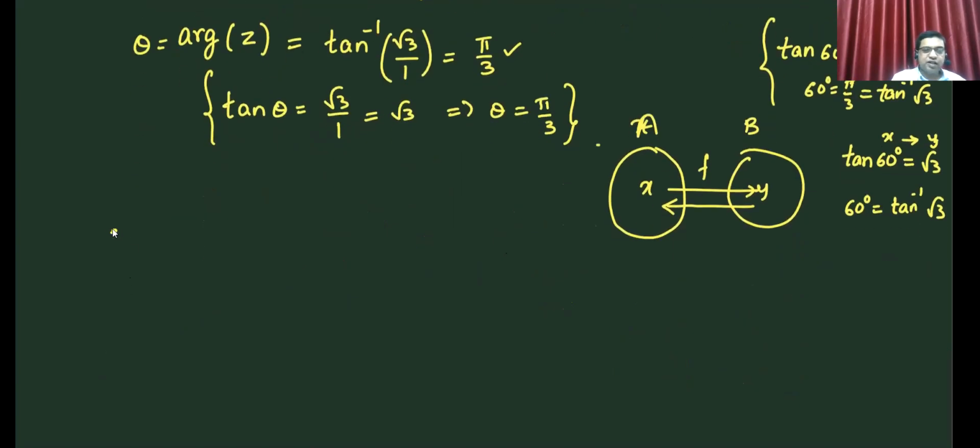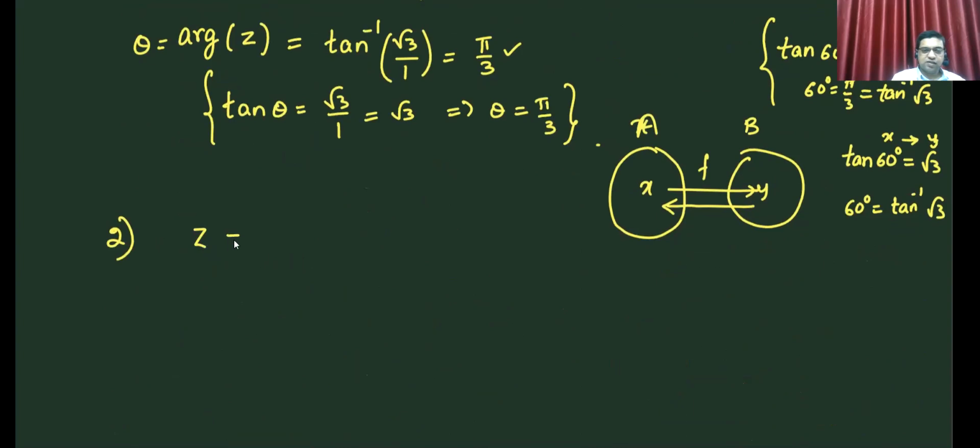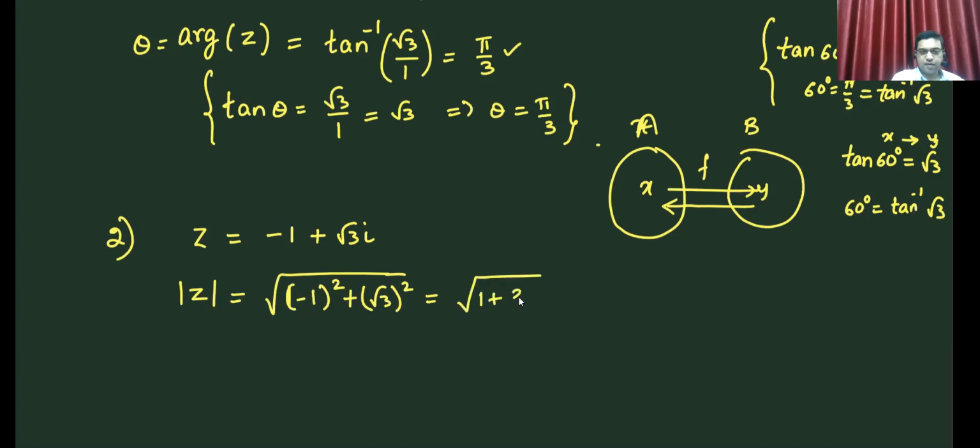Now the same question we will change. Now I'll do minus 1 plus root 3i. Okay. Now what happens to modulus? It remains the same, 2. Modulus remains the same. Argument, now the argument changes.